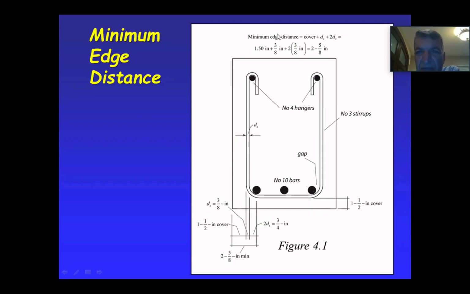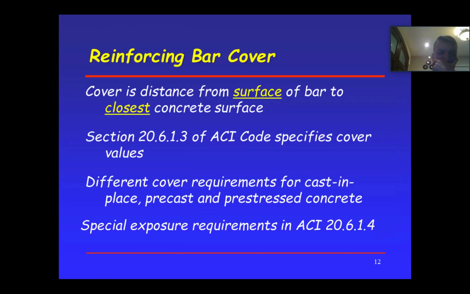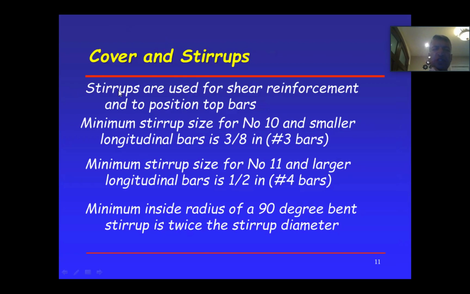It says here minimum edge distance. What is the minimum edge distance? Like again, this one here. Again, we're not going to do all that stuff. You will see. We'll give you a method you can do that, but it's there. So there we go. Stirrups are used for shear reinforcement and to position top bars.